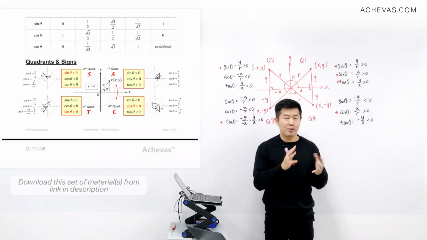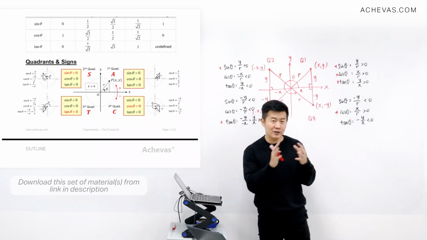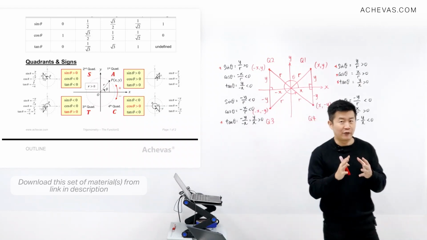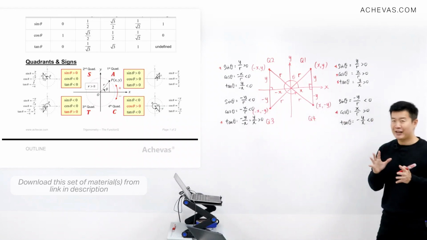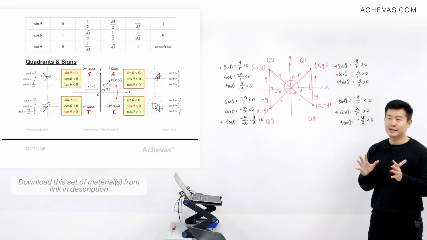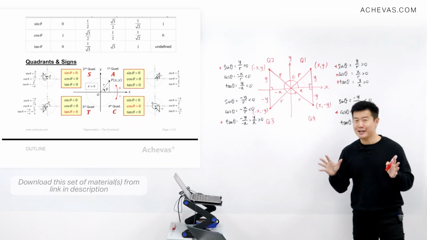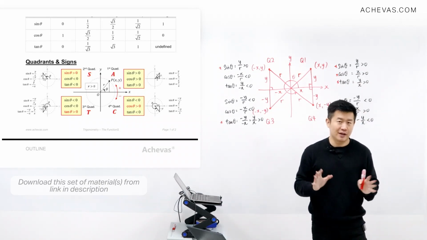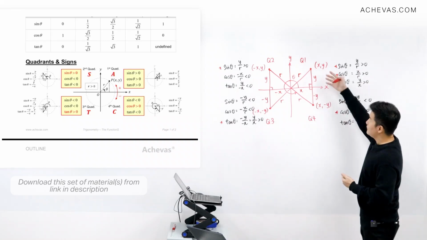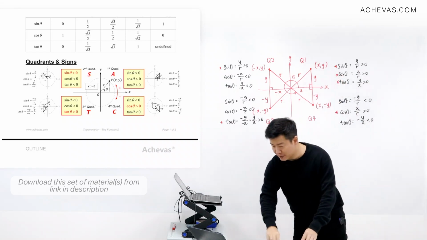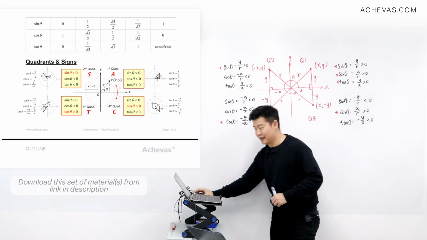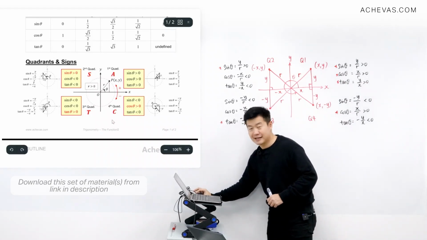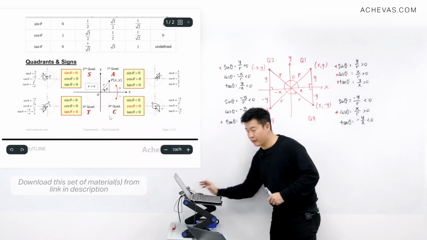Again, there are acronyms for us to memorize which of the functions will be positive or negative when we are dealing with angles that go into different quadrants. The one that I have memorized is this thing called add sugar to coffee. There are really a lot of versions out there, but I like this add sugar to coffee. I like coffee. So how are we going to be using it? It is this ASTC thing, add sugar to coffee.